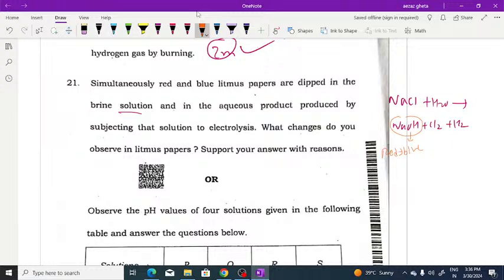This is the answer. Again I read this question: simultaneously red and blue litmus paper, meaning at a time, are dipped in the brine solution. When you dip them in the brine solution, no changes will come in the litmus because brine solution is neutral. The aqueous product produced by subjecting that solution to electrolysis is sodium hydroxide. So what changes will come in the litmus paper? Obviously, red litmus paper will become blue because sodium hydroxide is basic in nature. Understood? Is everybody clear? This reaction should be written and you should write this answer. Understood everybody or not?